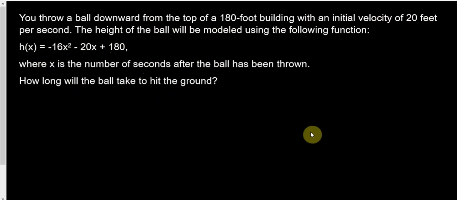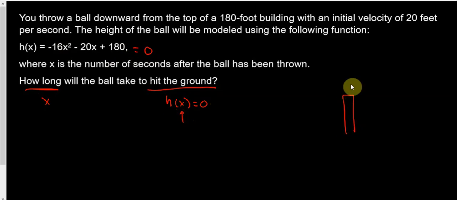So what we're asking for is how long will it take for it to hit the ground? We're asking for when it has a height of 0. So we'd like to set this thing equal to 0 and solve to see what time, because we're asking how long, what x value, what time it is when it hits the ground. If you want to draw a picture of this, there's you on top of this building, throwing the ball down, and we're looking for when it hits the ground.